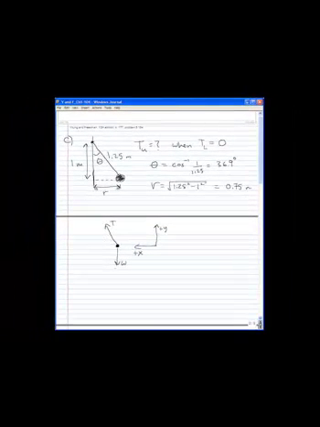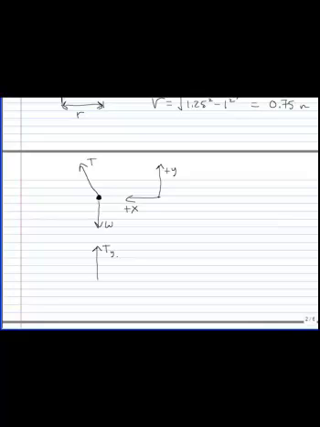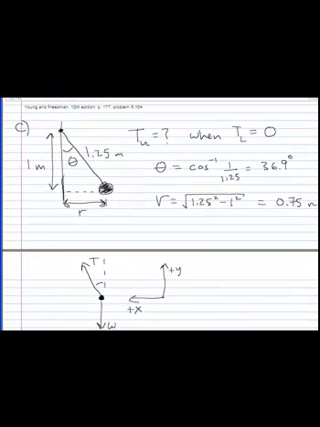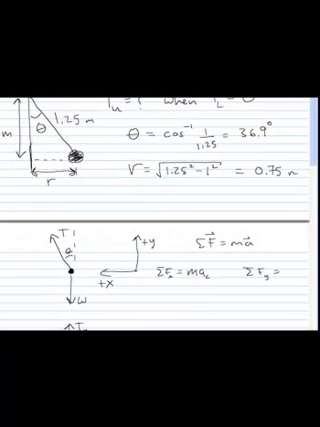The weight is already in this coordinate system, but the tension has to be broken up. So I end up with a tension in the y direction, a tension in the x direction, and a weight. And this angle right here is theta. I say the sum of the forces equals ma, so I can break that up. The sum of the forces in the x is going to be m a centripetal, and the sum of the forces in the y is 0 because there's no acceleration in the y direction.